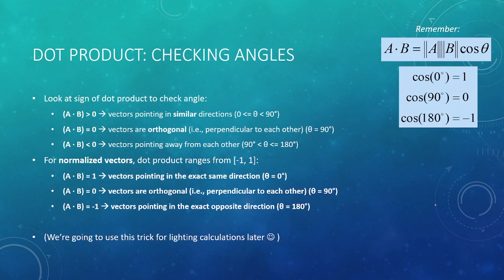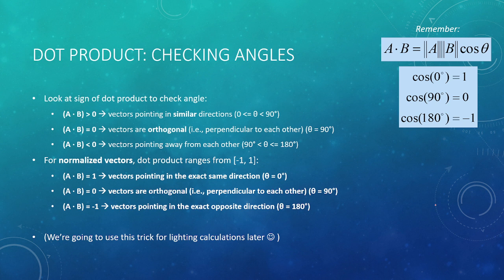Look at the sign of the dot product and check the angle. If a dot b is greater than 0, the vectors point in a similar direction, 0 less than or equal to theta less than 90 degrees. If a dot b equal to 0, the vectors are orthogonal, that is perpendicular to each other, theta equal to 90 degrees. If less than 0, the vectors are pointing away from each other, 90 degrees less than theta less than or equal to 180 degrees.